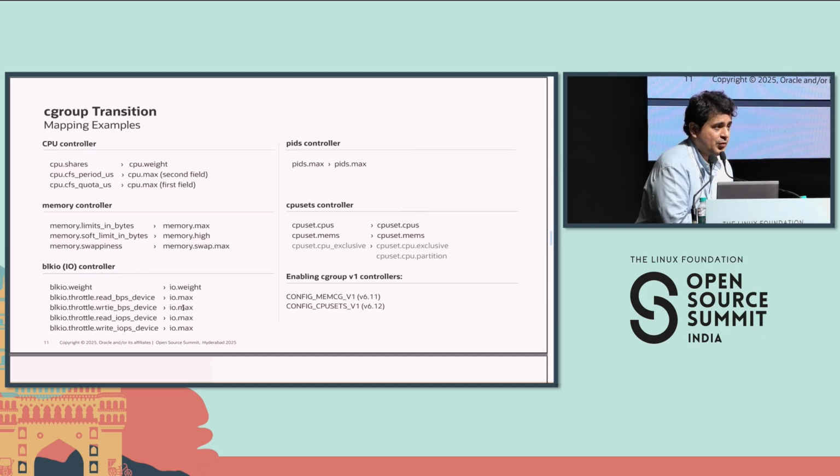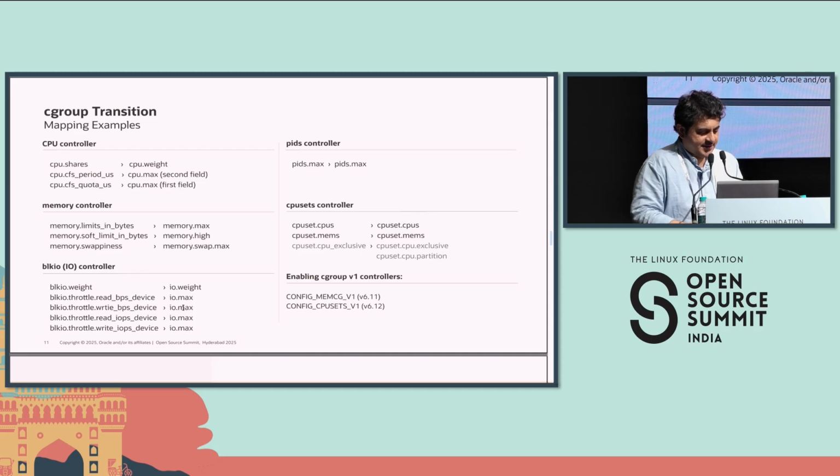And now, before we go into libcgroup abstractions, if you're using the latest kernels from 6.11 or 6.12, by default, the memory and the CPU set controllers are not enabled. By default, they're not available. You have to enable these kernel configs for them to be available.